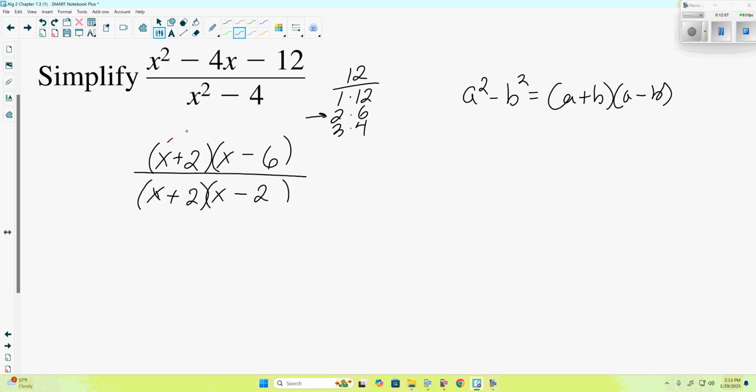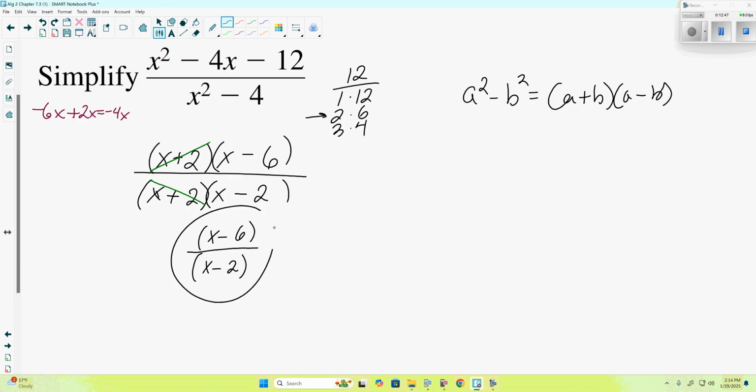Plus 2 minus 6. Now here it's always good to just check and make sure. X times negative 6, negative 6x. 2 times x is plus 2x, giving us negative 4x. So that is the correct middle term, so these are our factors. Now we do have something in common, our x plus 2 and x plus 2. So we have x minus 6 on top over x minus 2.